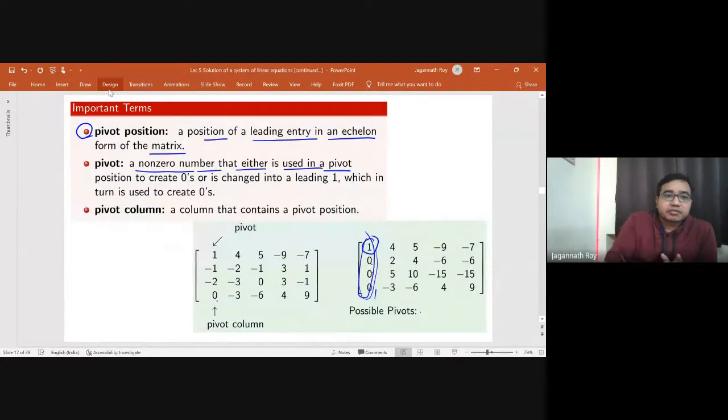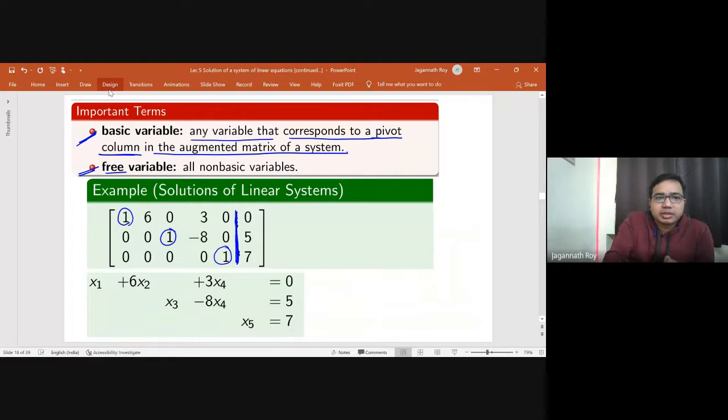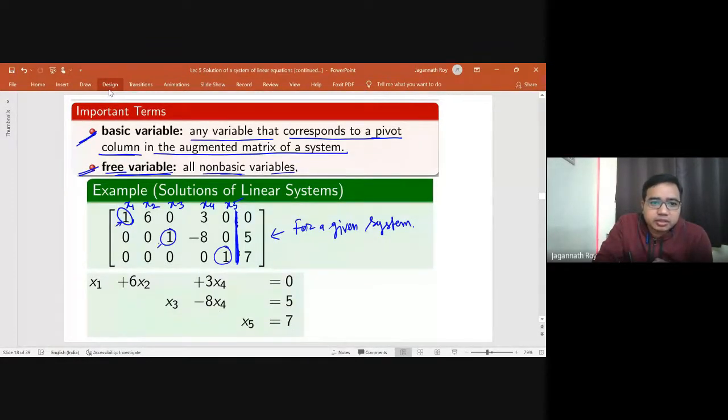Now, these definitions are for how to choose your basic variables and non-basic variables. That means basic variables, and some free variables, which are called non-basic variables. So if this is a system of equations, this is x1, x2, x3, x4, and x5. This is the augmented matrix for a given system. Now you want to find out the pivot positions. So these are the pivot positions here, here, and here.